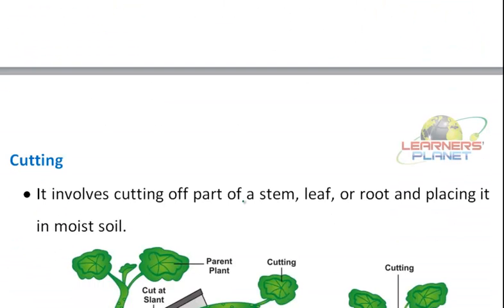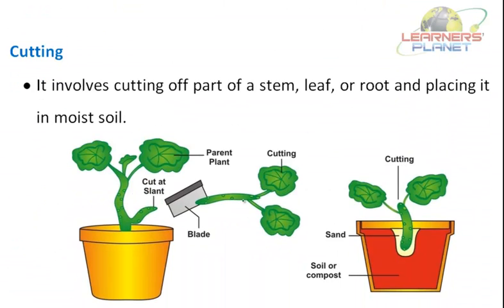The first artificial method which we are going to study in today's session is cutting. It involves cutting part of a stem, leaf or root and placing it in moist soil. Here you can see a picture of the process of cutting. This plant is potted, and the stem or the root or the leaf is cut at a slant with a blade.